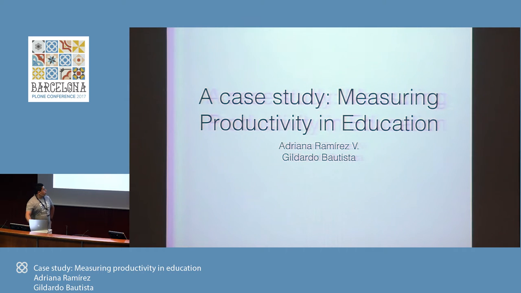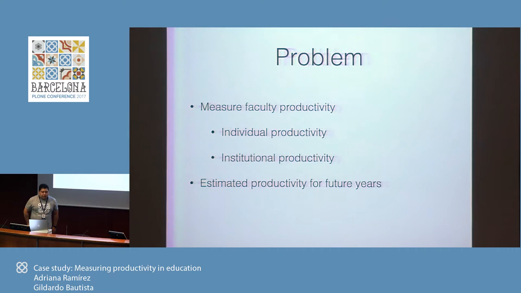So this time we're going to talk to you about how we're measuring productivity in the institution. The main problem we have is that it's a requirement that we present some reports annually about the productivity of the Institute of Mathematics. We have to present individual reports, one for each researcher, and a global one for all the institution. We also have to estimate, depending on the work of the previous years, how the production of the researchers is going to be in future years.